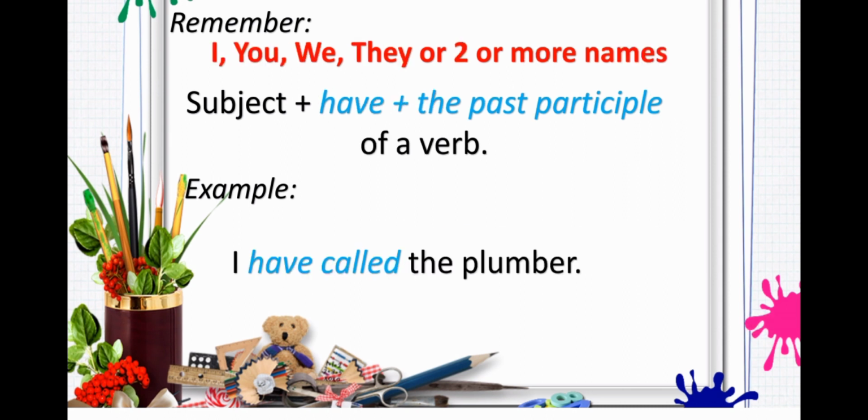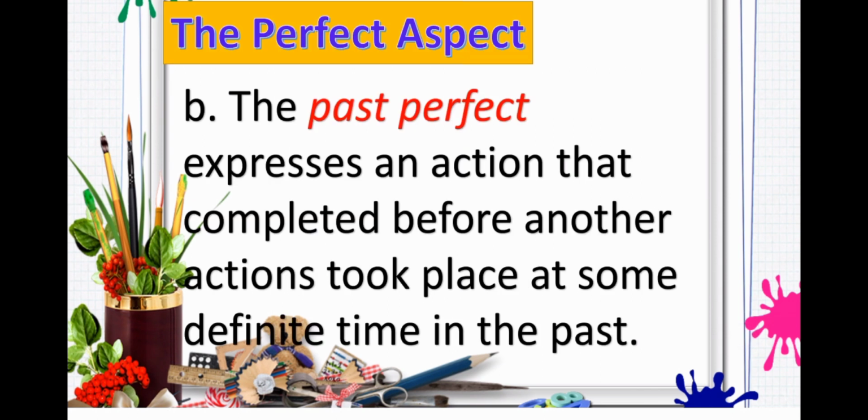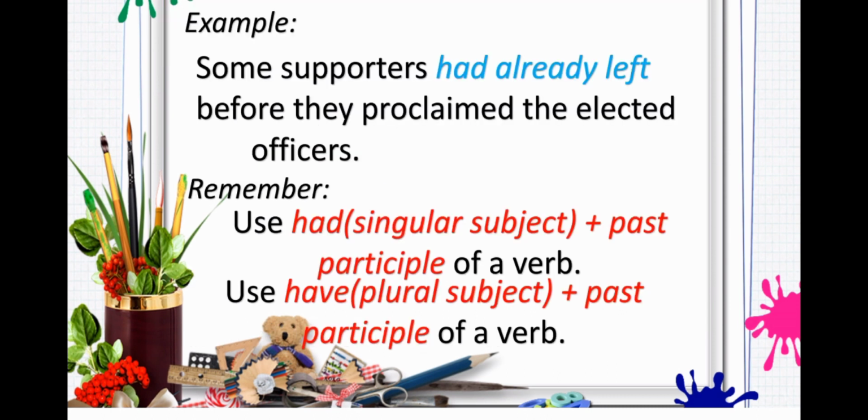Kapag naman ang subject natin ay I, you, we, they, or two or more names, ang rule po natin, subject plus have plus the past participle of a verb. Example, I have called the plumber. Next is the past perfect, expresses an action that was completed before another action took place at some definite time in the past. Example, some supporters had already left before they proclaimed the elected officers.